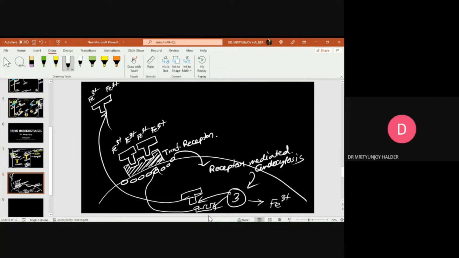Now according to need, this ferric atom will convert into ferrous atom, like for erythropoiesis, for heme synthesis. In the center of the porphyrin ring, we need only the ferrous atom, not the ferric. So again, the ferric atom will convert into ferrous atom for the process of heme synthesis.